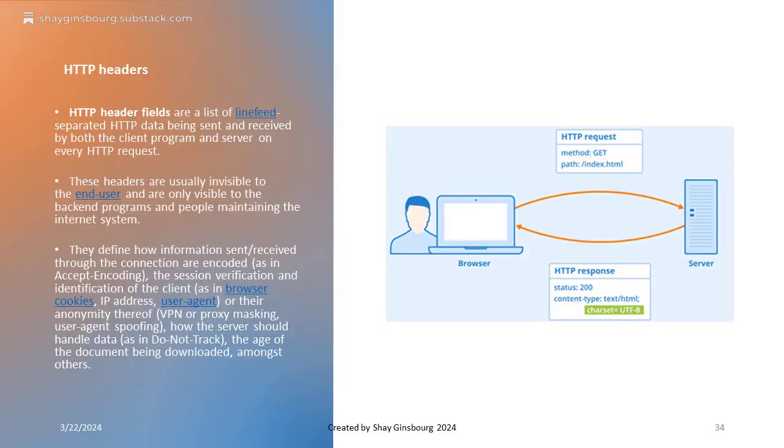HTTP header fields are a list of line-feed separated HTTP data being sent and received by both the client program and server on every HTTP request. These headers are usually invisible to the end user and are only visible to the back-end programs and people maintaining the Internet system. They define how information sent/received through the connection are encoded, as in accept encoding, the session verification and identification of the client, as in browser cookies, IP address, user agent, or their anonymity thereof, VPN or proxy masking, user agent spoofing, how the server should handle data, as in do not track, the age of the document being downloaded, amongst others.